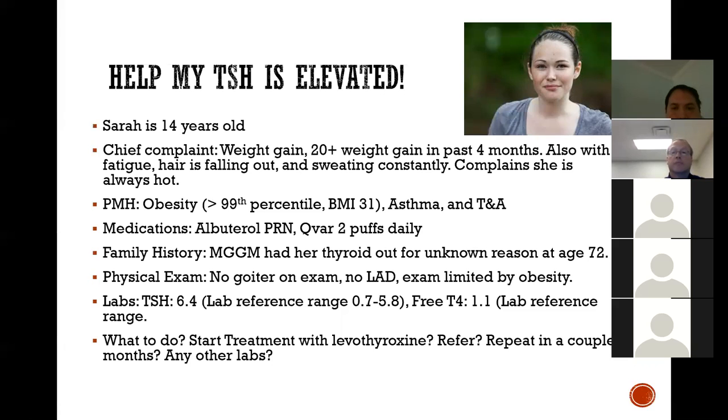The patient is above the 99th percentile with a BMI of 31, has some asthma, had a tonsillectomy and adenoidectomy, and has some asthma-related medications that you can see there. One family member, a great-grandmother, had the thyroid out, but we don't know why or what was going on. She doesn't have a goiter on exam or lymphadenopathy, but your exam of her neck is limited because of obesity. You do get some labs, and the TSH is 6.4, which is above the reference range.